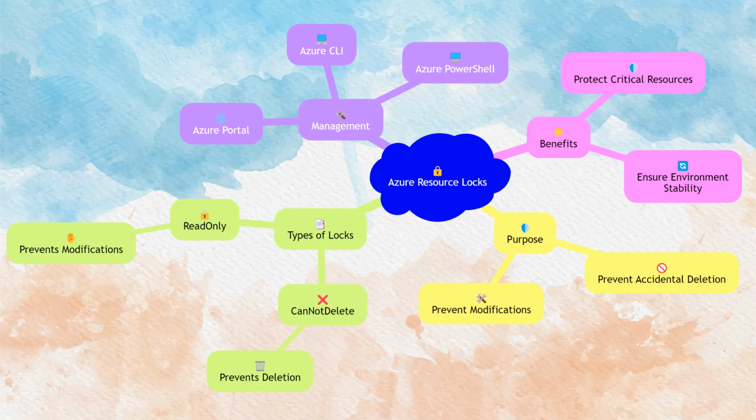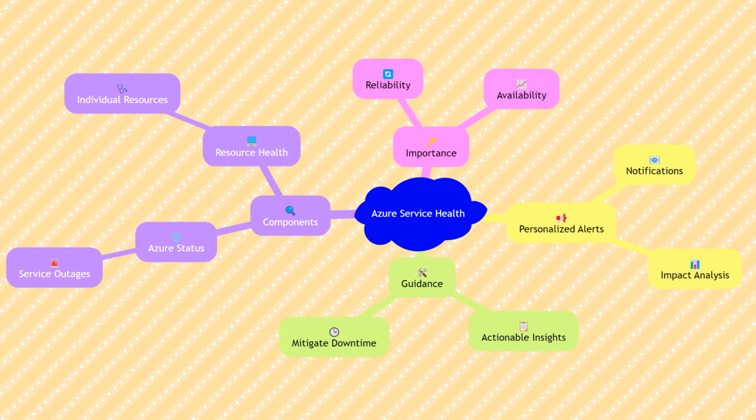Azure Resource Locks are a feature that helps you prevent accidental deletion or modification of your Azure resources. By applying a lock, you can ensure that critical resources are protected from changes that could impact your environment. There are two types of locks: cannot delete, which prevents deletion, and read-only, which prevents any modifications. Resource locks are managed through the Azure Portal, Azure CLI, or Azure PowerShell, providing flexibility in how you secure your resources.